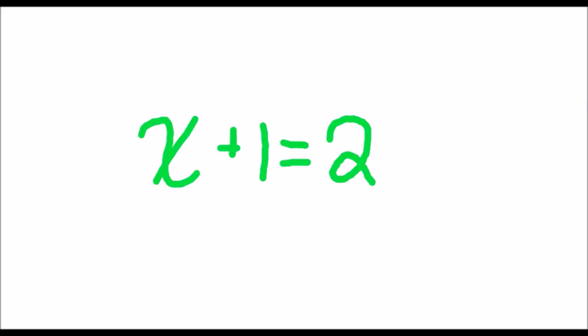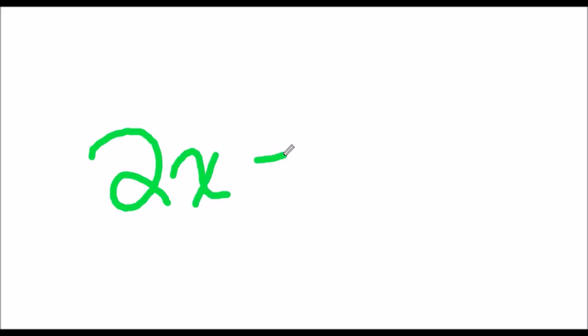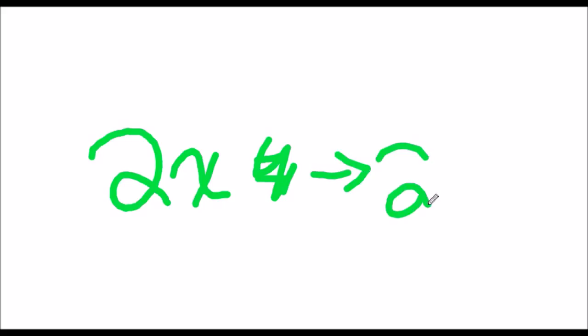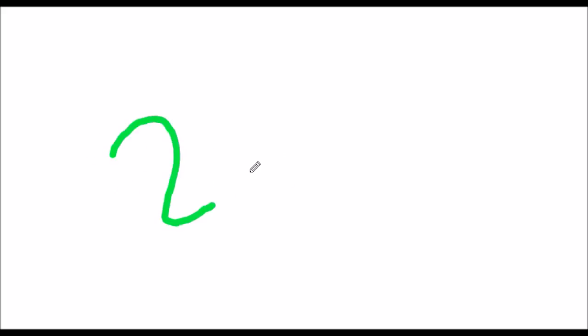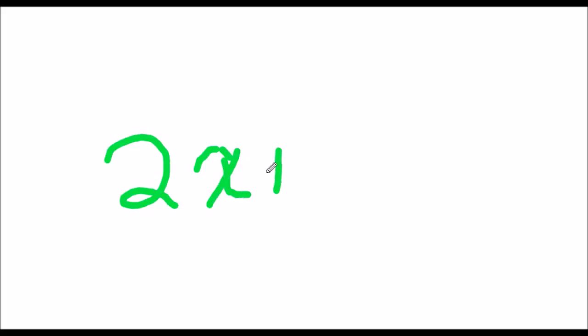Now, another thing to note is that when you have a variable next to a number, it means to multiply. So 2x is the same as 2 times x. It means the same exact thing. So, if we said that 2x plus 1 equals 5, then what does x stand for? Well, it stands for 2, because 2 times 2 is 4, plus 1 equals 5.